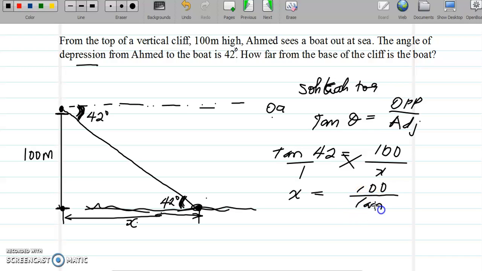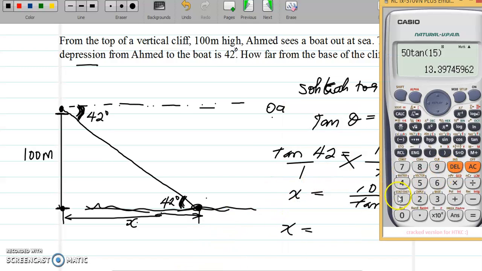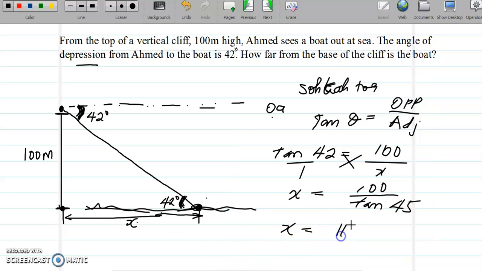Over tan 42. Okay, so let's find out what this gives us. 100 divided by tan 42. So that gives us what? That gives us 111 point something. Okay, 111. So that gives us 111 meters.